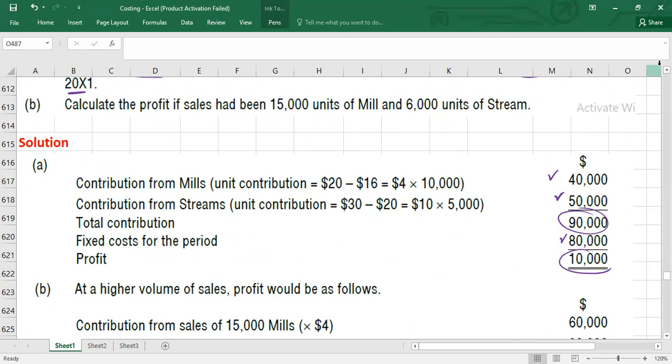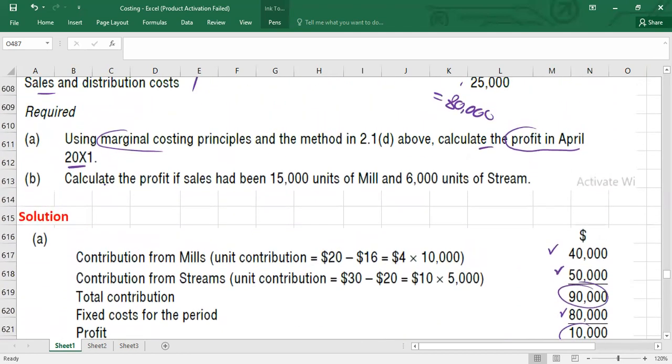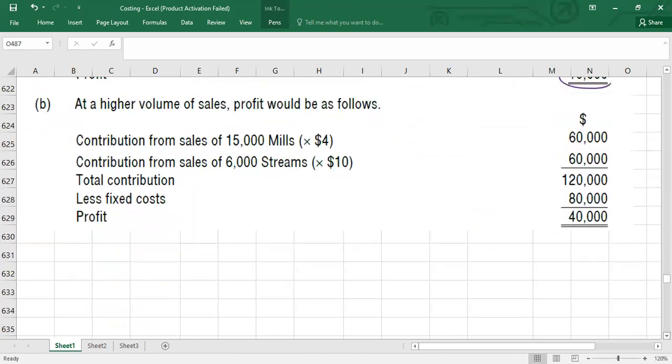Now we have another requirement. Please focus here. Calculate the profit if sales had been 15,000 units of M and 6,000 units of S. Guys, you know what we learned? I told you contribution per unit will not change, and contribution for M was 4. You will just multiply 15,000 with $4, and contribution for S was 10, so you will multiply 6,000 units with 10, because these are new units. And fixed costs are not going to change.